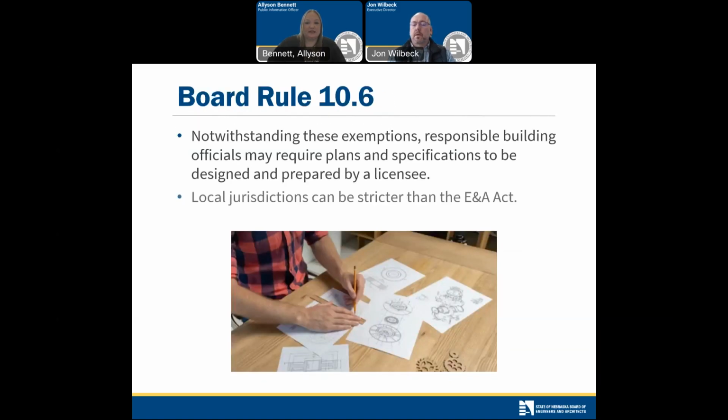So Board Rule 10.6 states that if the responsible building official finds a hazard to life, health, safety, or welfare due to unusual circumstances of the building or structure, or there's an unusually large number of potential occupants in relation to the square footage for that particular occupancy, they may require plans and specifications and design to be prepared by a licensee. So these building officials can be more strict than the act, but not less strict.